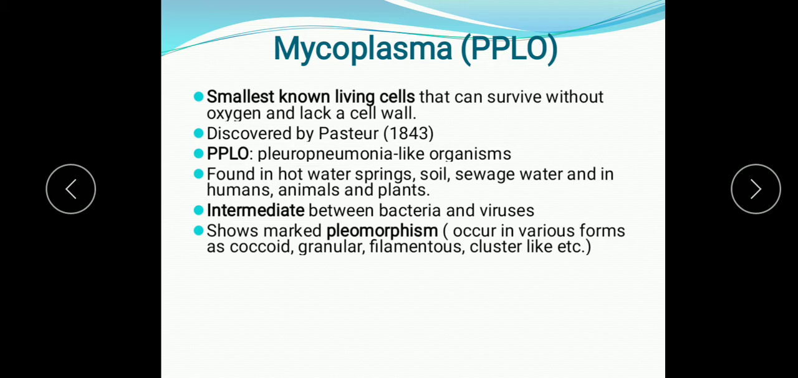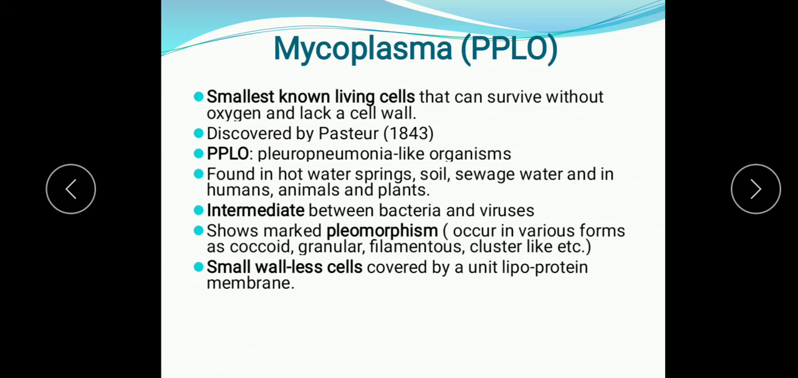Mycoplasmas are characterized by marked pleomorphism. What is the meaning of pleomorphism? Pleomorphism means they occur in various forms like coccoid, granular, filamentous and cluster-like. And there is so much variability in the shape that no two forms are alike. That is why they show pleomorphism.